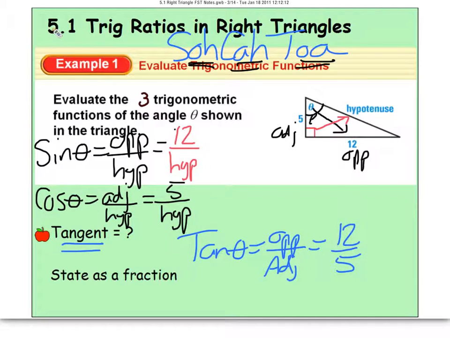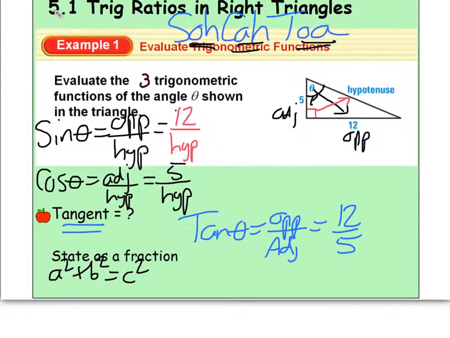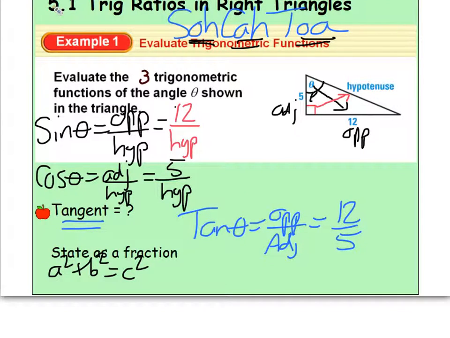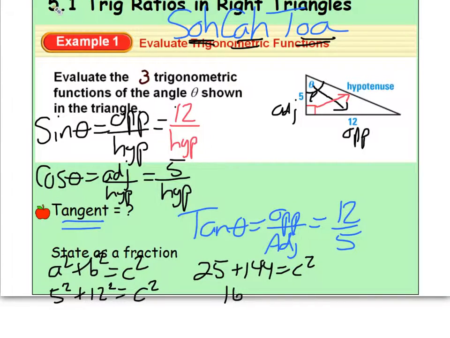Now, if we wanted to come in here and actually put a value in for this hypotenuse, think about how we can find it. Remember Pythagorean's Theorem, a squared plus b squared equals c squared. Let's go ahead and do that and get the value. So we're going to have 5 squared plus 12 squared equals c squared. 5 squared is 25, 12 squared is 144 equals c squared. So we have 169 equals c squared. To get rid of the square, take the square root. The square root of 169 is 13.